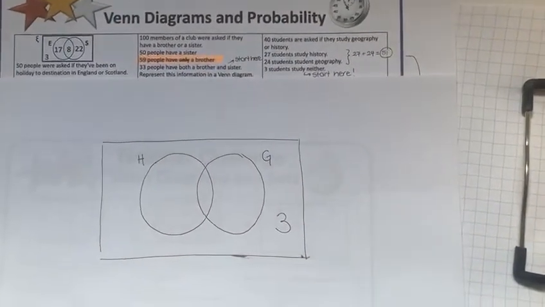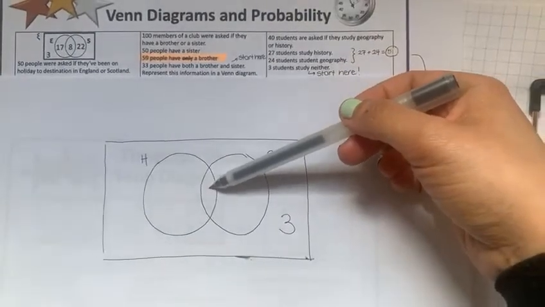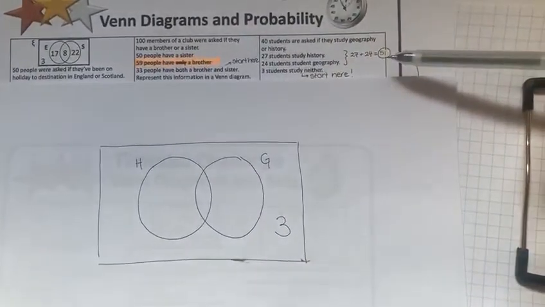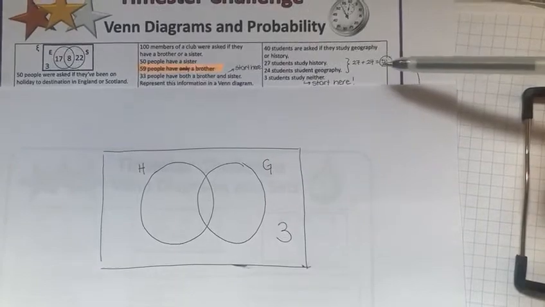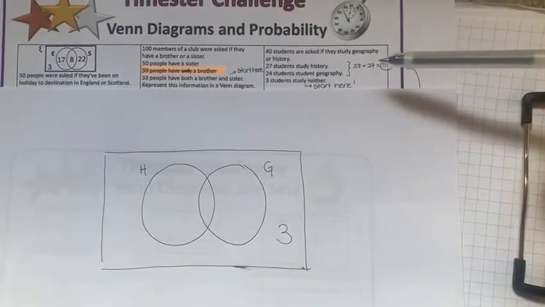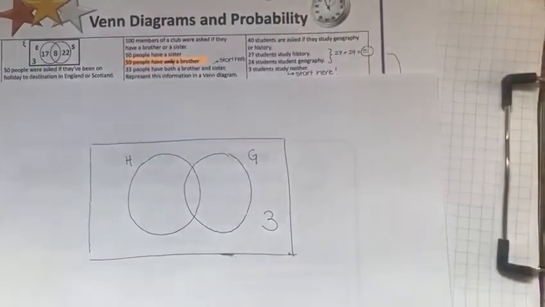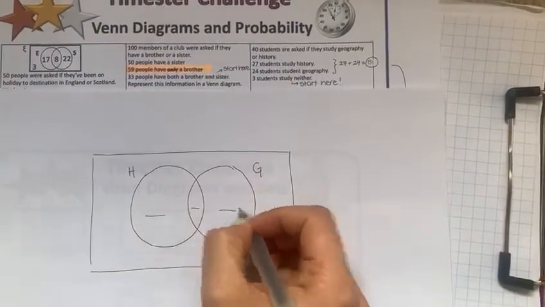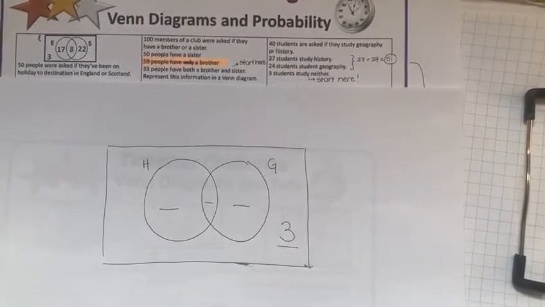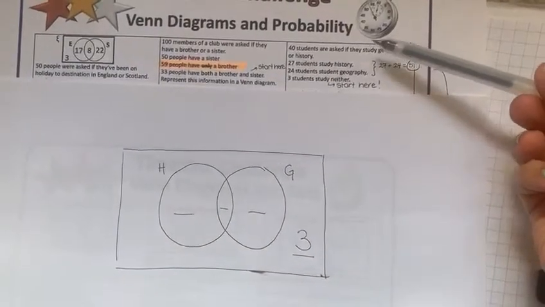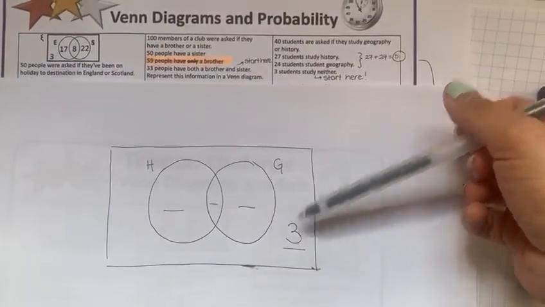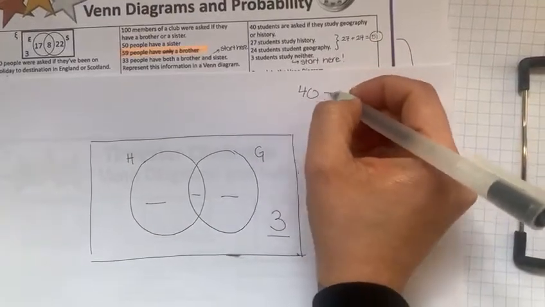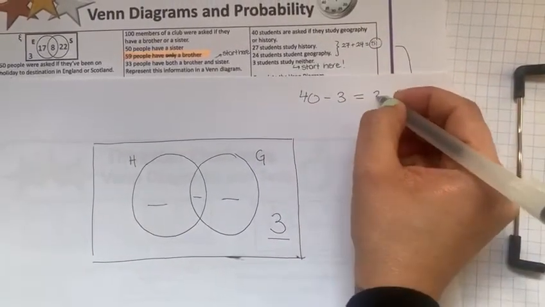Now, normally where we would go from there is we would start with our intersection. Unfortunately, in the question, they haven't told us how many students study both history and geography. So we're going to have to work that out. So what I did from there was I knew that the numbers I put in here, here, here, and also here have to add to 40 because there are 40 students in total. Well, I know that there's 3 there. So if I do my 40 take away 3, I'm going to get 37.